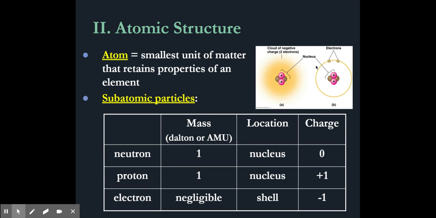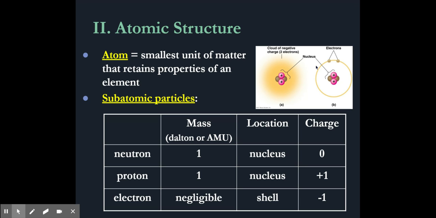Atomic structure, just to refresh your memory: atoms are the smallest unit of matter and retain the properties of a given element. Atoms are made up of three subatomic particles. We have protons, neutrons, and electrons. The mass: protons and neutrons have an AMU, or atomic mass unit, of 1. The electrons are basically circulating balls of energy in which their mass is negligible.